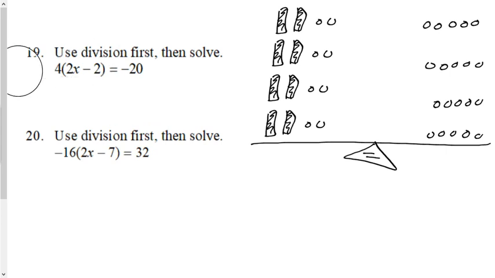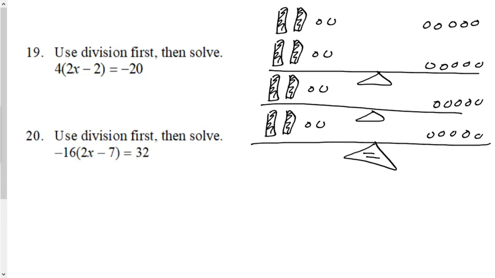But the idea of division first says if 4 groups of 2x minus 2 is equal to negative 20, then each group of 2x minus 2 has a weight of negative 5. Do you see that pictorially? This is what it looks like pictorially. If 4 groups of 2x minus 2 is equal to negative 20, then each group of 2x minus 2 has to be equal to negative 5. How we express that numerically looks like this.